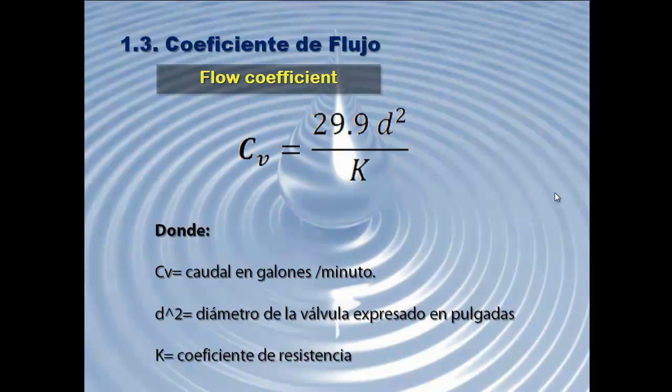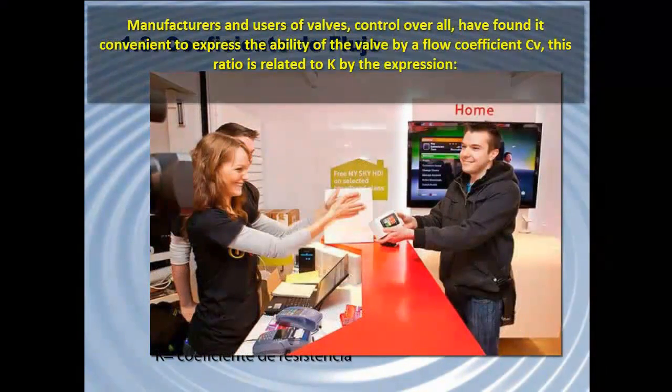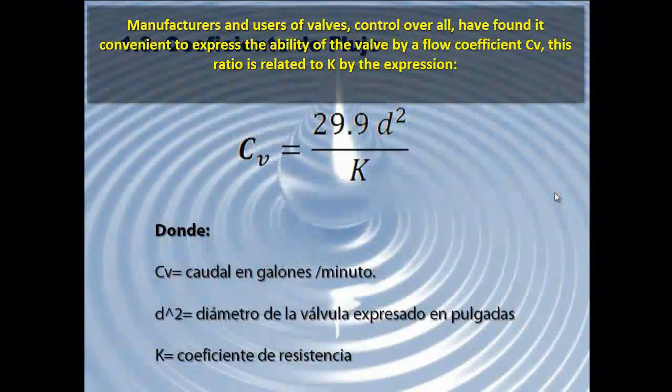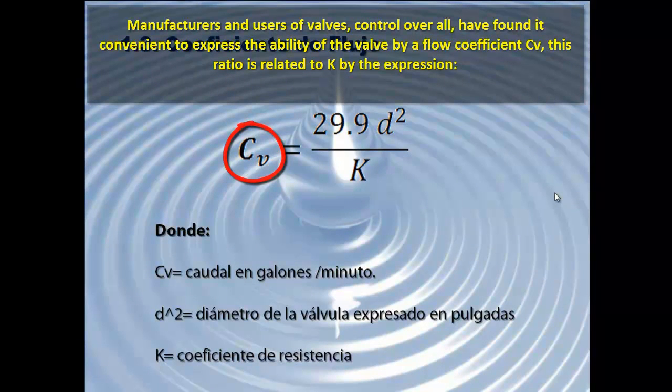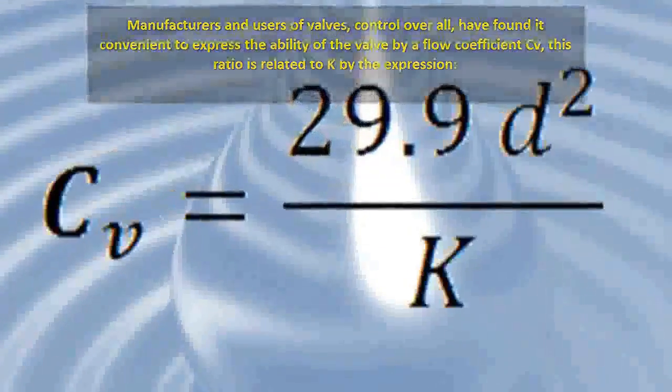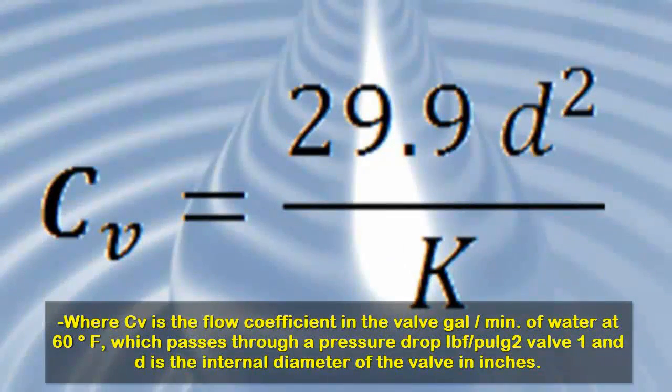Flow coefficient. Manufacturers and users of control valves have found it convenient to express the capacity of a valve by a flow coefficient Cv. It is related to K by the expression, where Cv is the flow coefficient of the valve in gallons per minute of water at 60 degrees Fahrenheit, which passes through a valve with a pressure drop of 1 psi, and d is the internal diameter of the valve in inches.